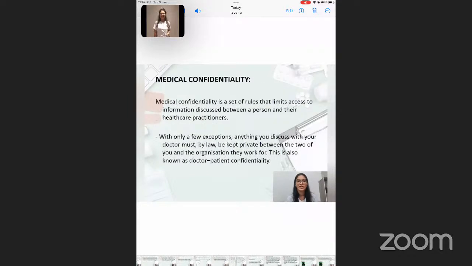Medical confidentiality. Medical confidentiality is a set of rules that limits access to information discussed between a person and their healthcare practitioners. With only a few exceptions, anything you discuss with your doctor must by law be kept private between the two of you and the organization they work for. This is also known as doctor-patient confidentiality.